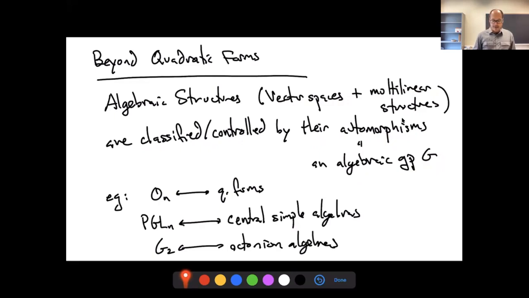And as specific examples, the quadratic forms are related to the orthogonal group. Those are their symmetries. Central simple algebras are related to the projective general linear group, and other interesting algebraic structures come up as well, like the octonion algebras, which are connected to the exceptional group G2.